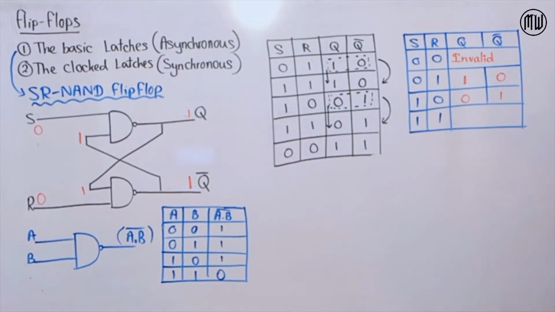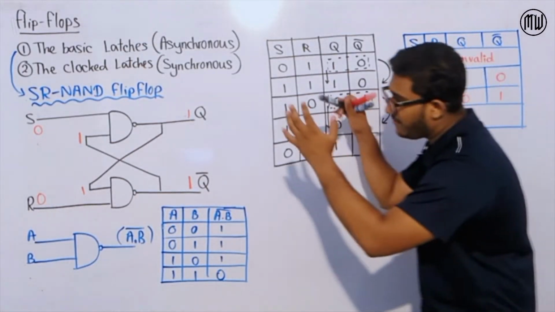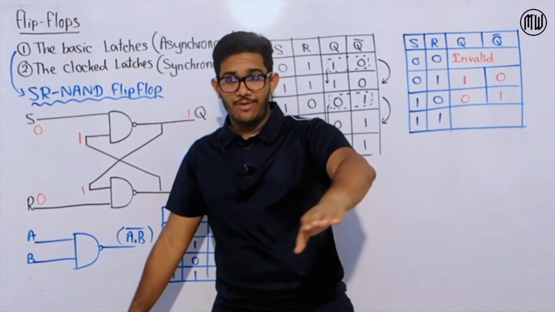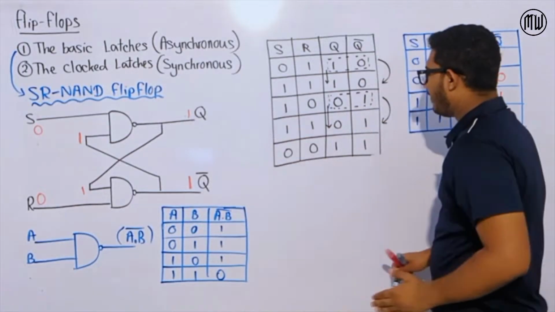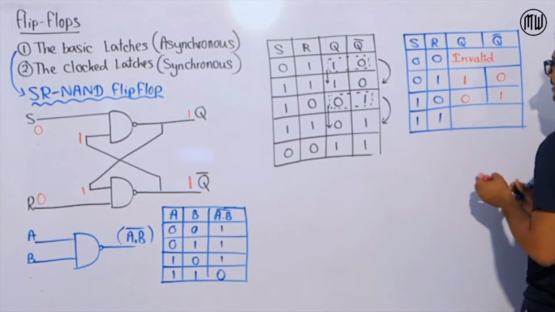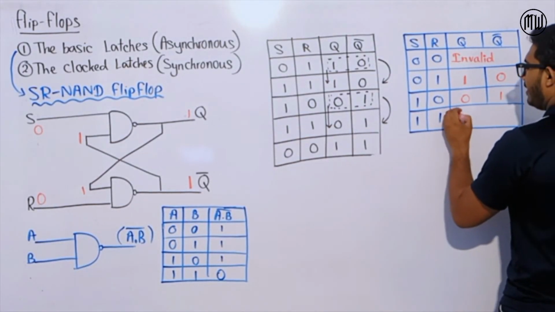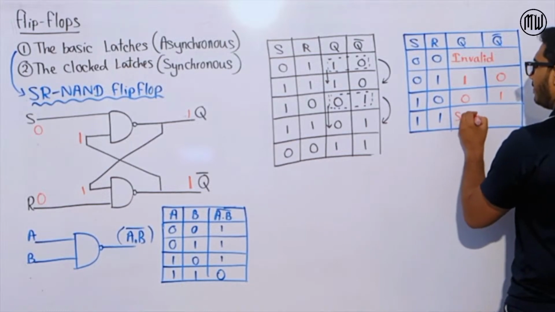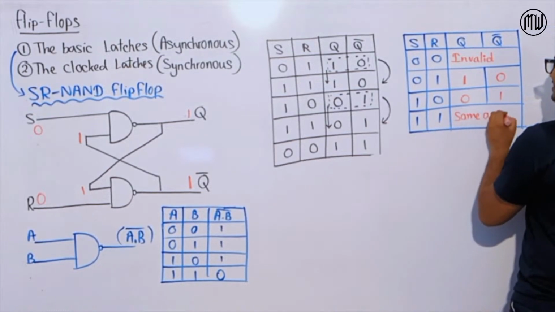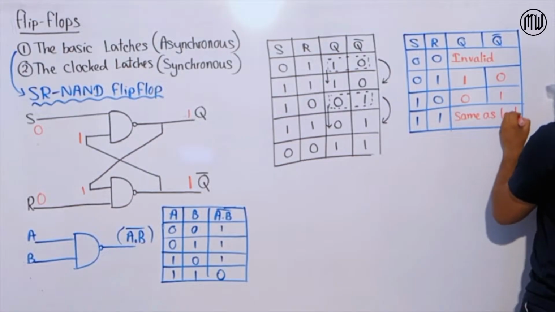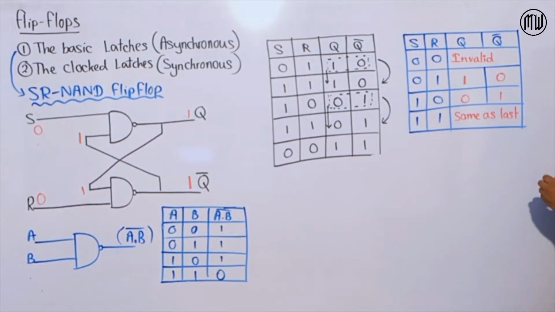So whenever the inputs are 1 and 1 in this specific flip-flop, not in any flip-flop, in this specific flip-flop, the answer will be the same as last. It will be the same as last.